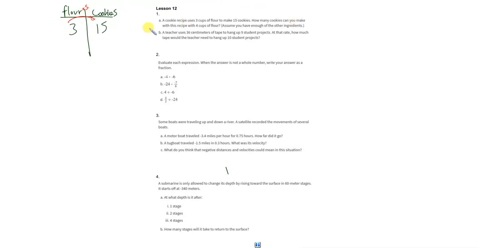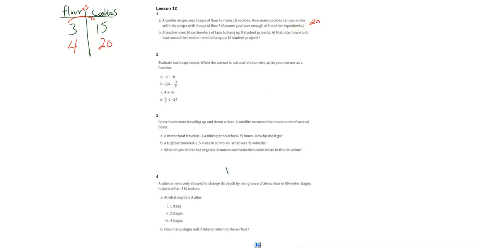Alright, so now that I know my constant, I can probably answer any question you'd be throwing at me. How many cookies can you make with this recipe if you had 4 cups of flour? 4 times 5 is 20. Assume you have enough of the other ingredients. I assume that I have enough, so that would give me 20 cookies. So 20 cookies from the first one.